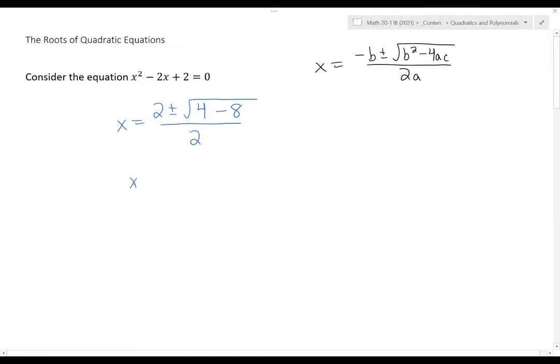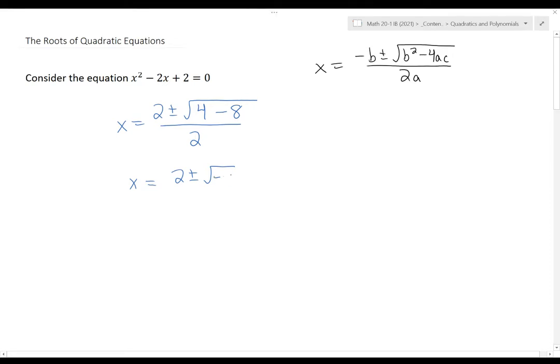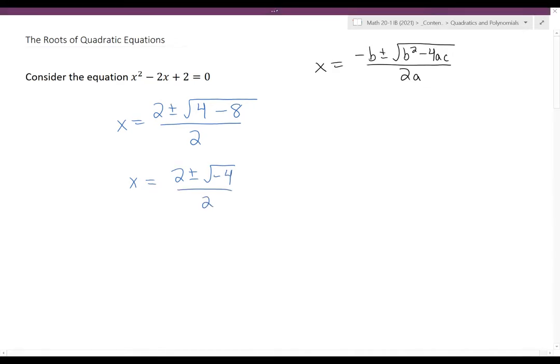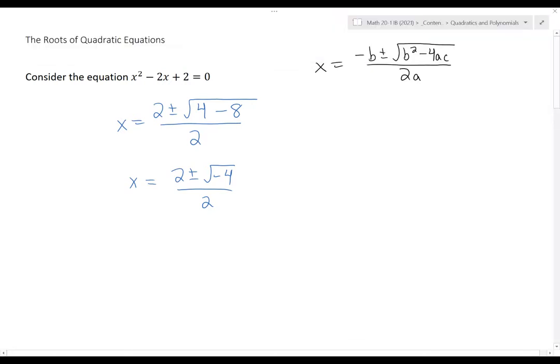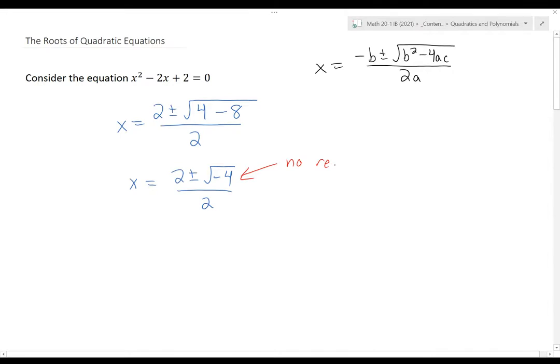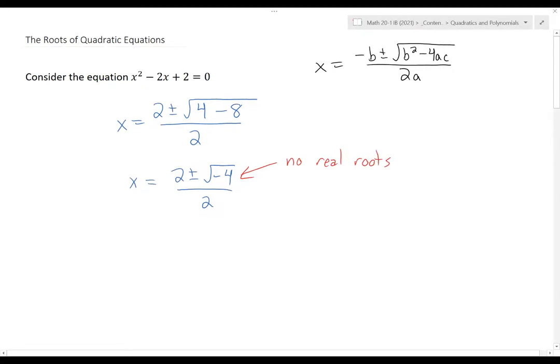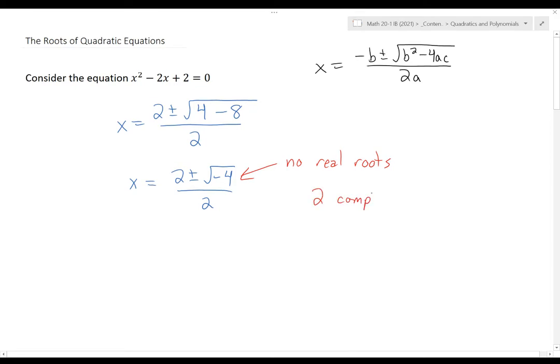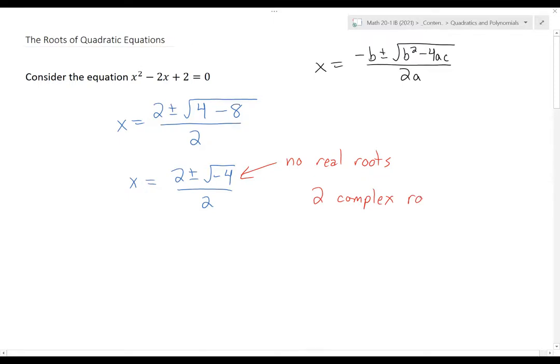But what we notice when we do this is we get 2 plus or minus the square root of negative 4 all over 2. Now, the important thing to note here is if I'm trying to solve these with real numbers only, there are no real roots because this square root of negative 4 does not give a real number. However, we do have two what are called complex roots. Complex roots are sometimes called imaginary, but complex is the more technically correct term.